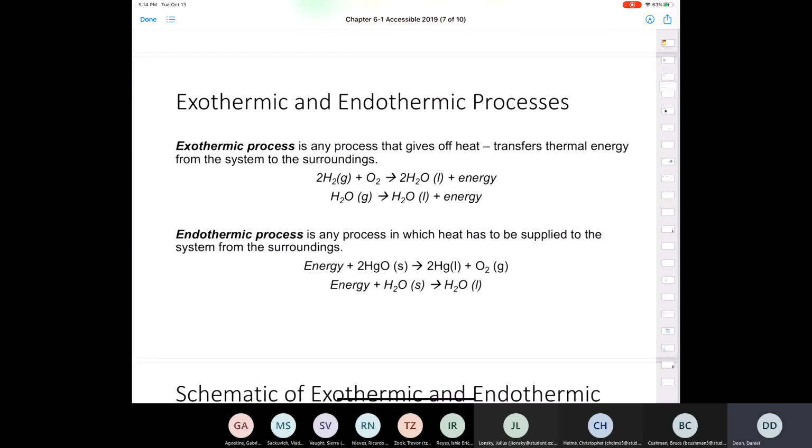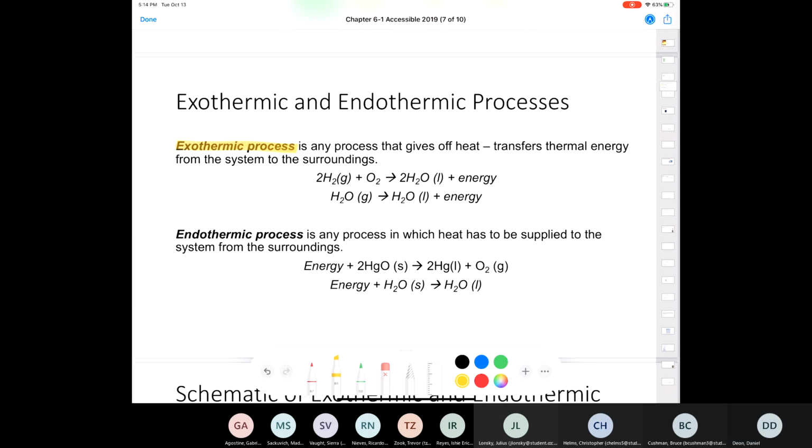Let's talk about what are called exothermic and endothermic processes. We've spoken about reactions that release energy into the surroundings, and we've spoken about reactions that absorb energy from the surroundings. Exothermic and endothermic are words that we use to qualify those two types of processes. An exothermic process is any process that gives off heat, releases heat, transfers thermal energy from the system to the surroundings.